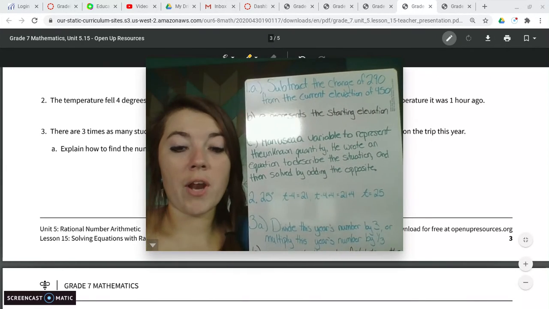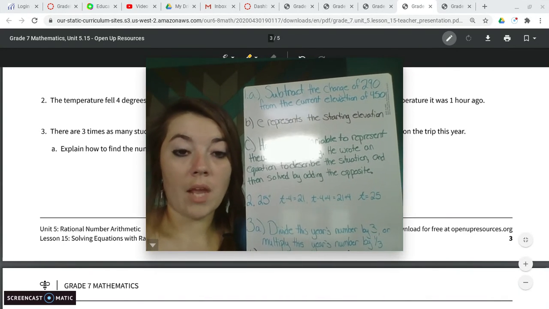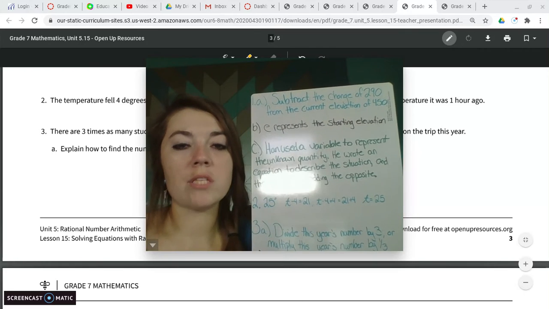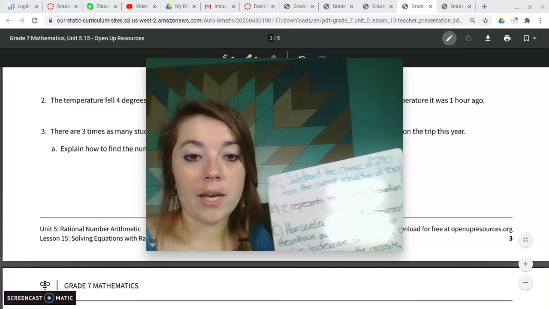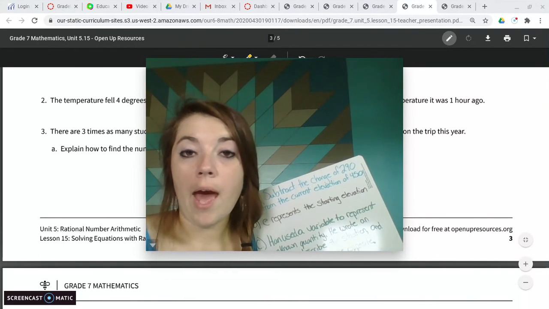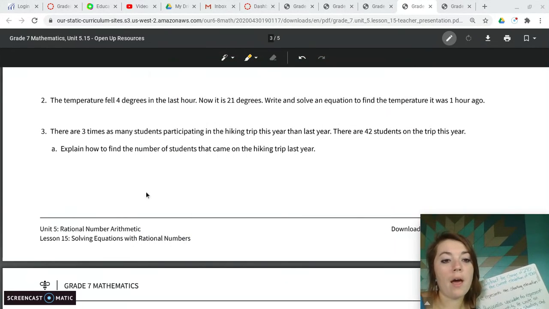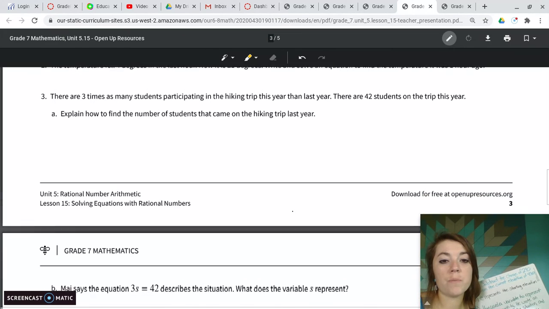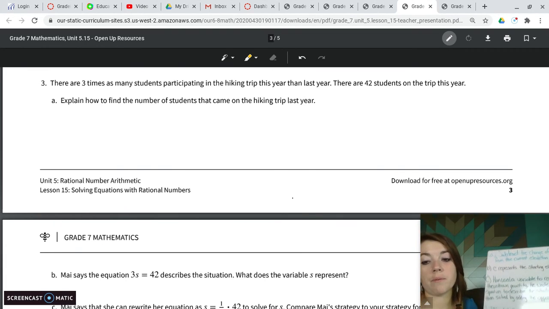So this is using the method Han did, writing an equation to be able to solve. It's good to be able to write equations based on a situation. You'll use more of that later on in math as we continue to go. You're going to be expected to figure out how to write an equation based on the situation. All right. Number 3, there are 3 times as many students participating in the hiking trip this year than last year. There are 42 students on the trip this year. Explain how to find the number of students that came on the hiking trip last year.